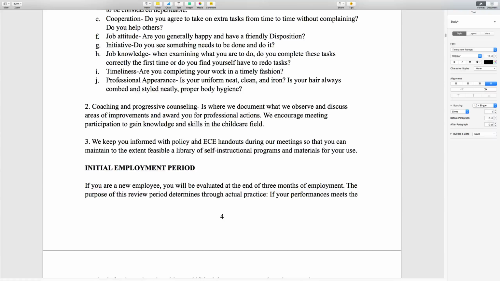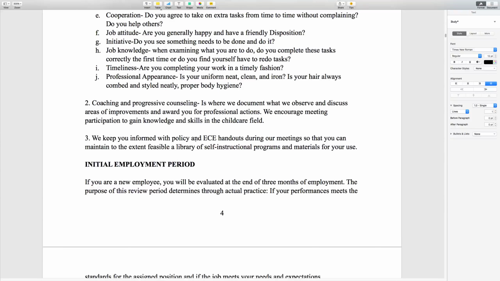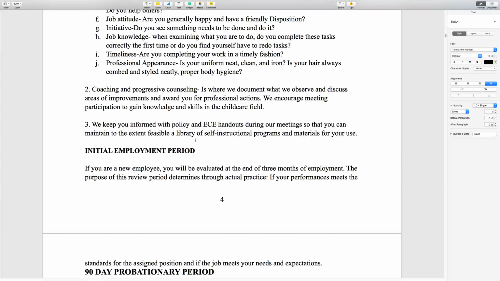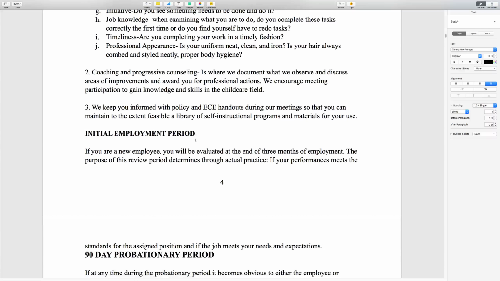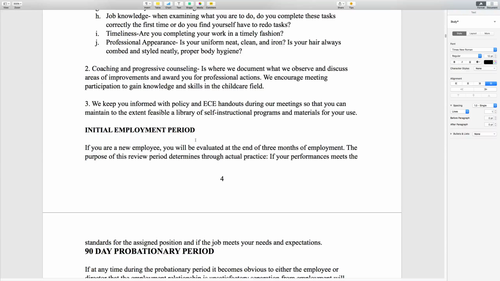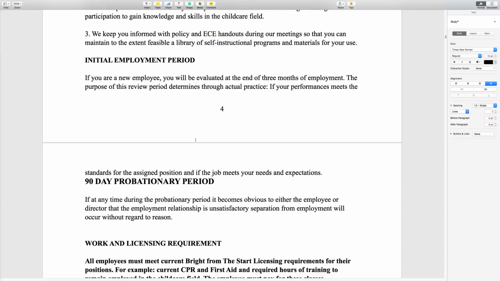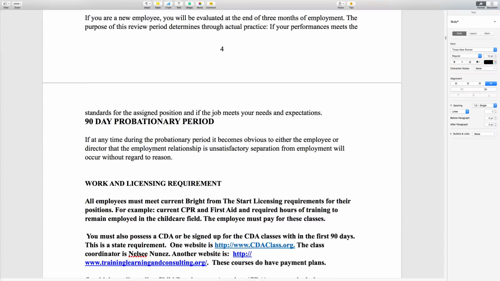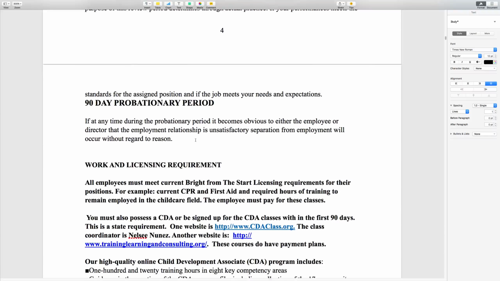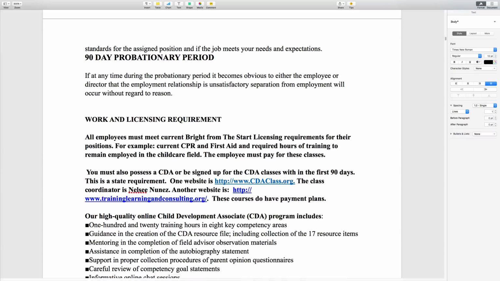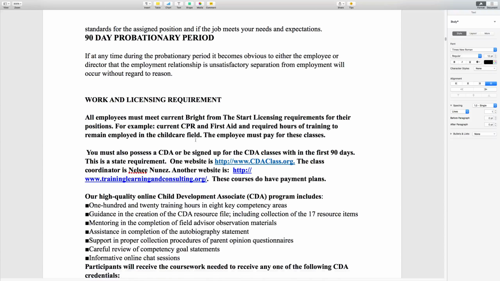And then we also let them know that we keep them informed with policies and handouts during our meetings, so that they can maintain, to the extent feasible, a library of self-instructional programs and materials for their use. We talk to them about their initial employment period. We talk to them about the 90-day probationary period. We talk to them about what our state requires for licensing requirements.